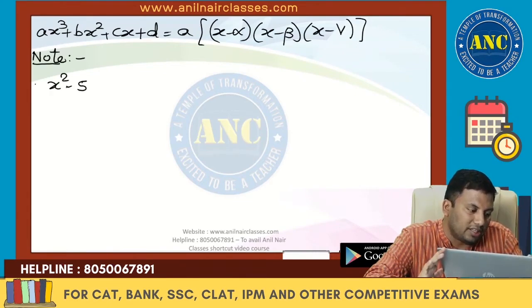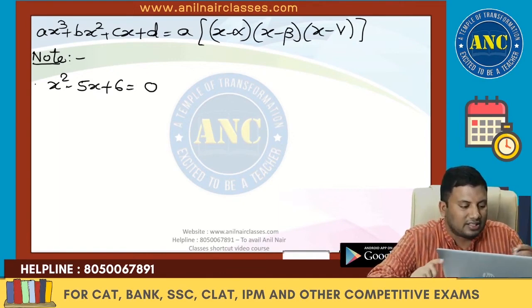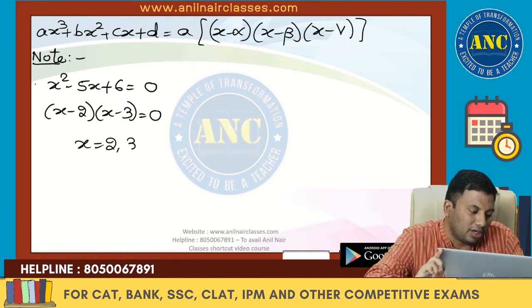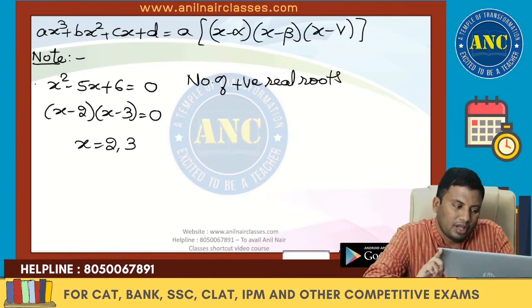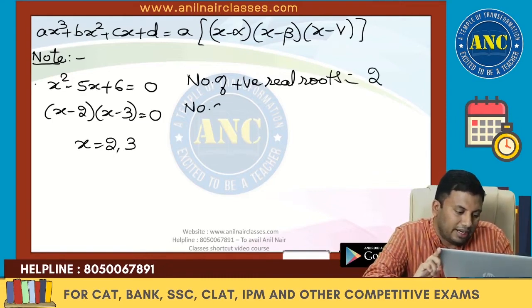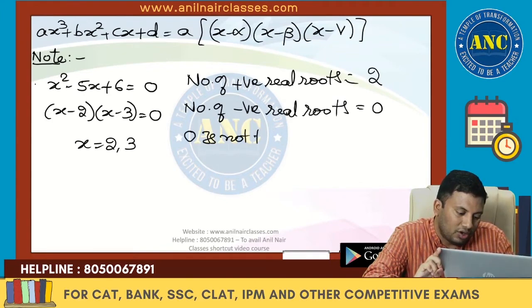X square minus 5x plus 6 equals 0. X minus 2 into x minus 3 equals 0. x is nothing but 2, 3. So how many positive real roots does it have? Number of positive real roots it has is 2. Number of negative real roots is nothing but 0. 0 is not a root.